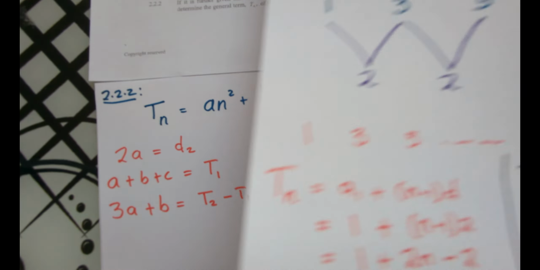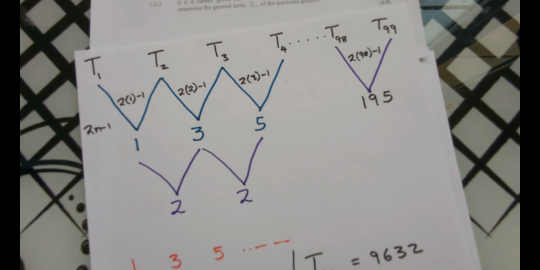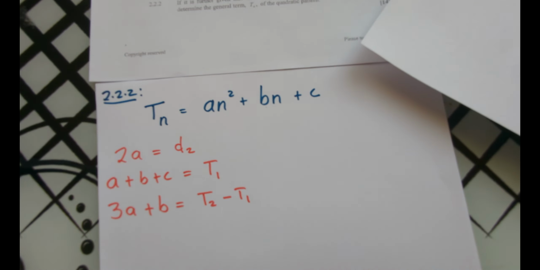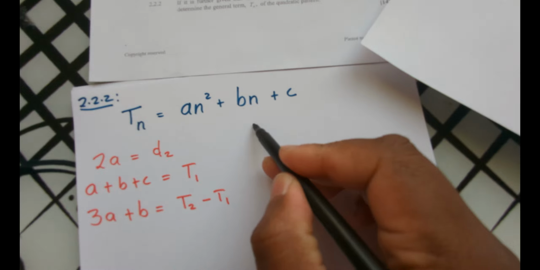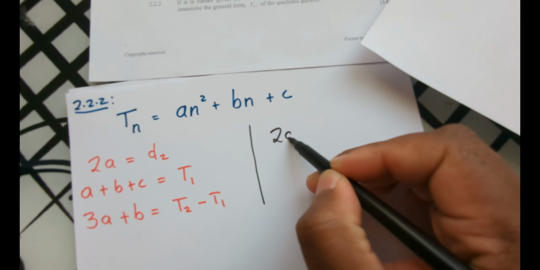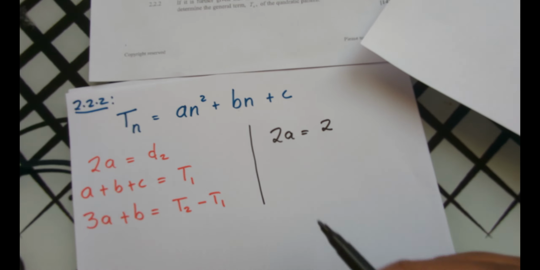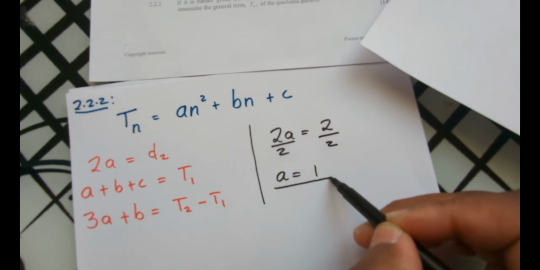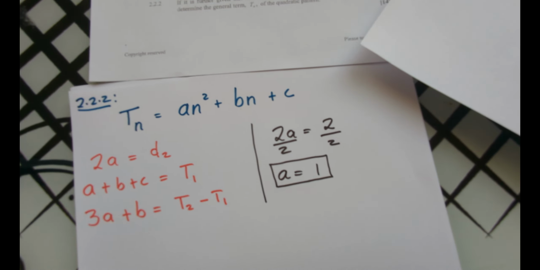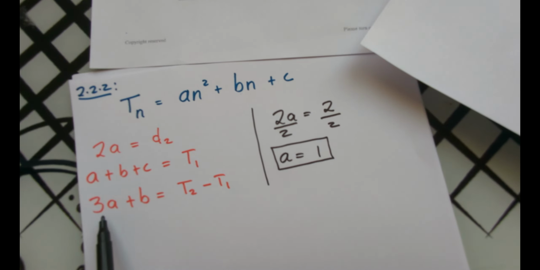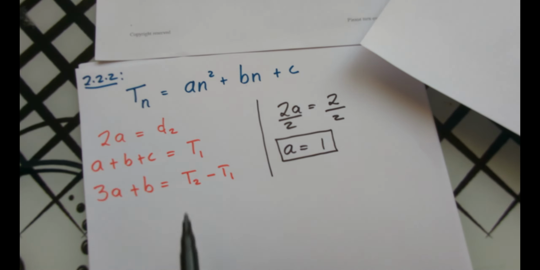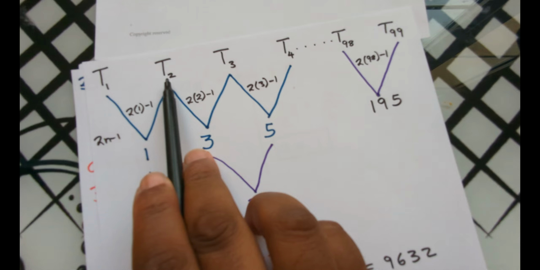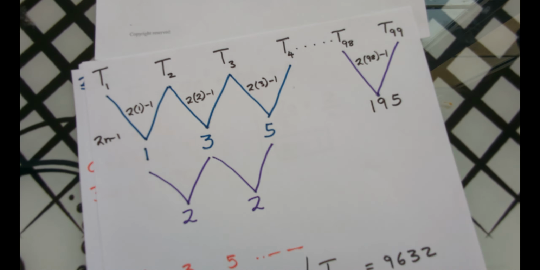So if we go back here, we know that our second difference was 2. So what this means is 2a is equal to 2. And dividing both sides by 2 gives us a is equal to 1. So we already have the value of a. And we know that 3a plus b is equal to t2 minus t1. If we go back here again, we know that t2 minus t1 was 1.